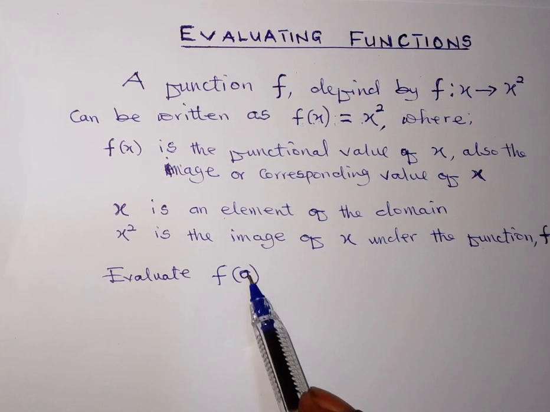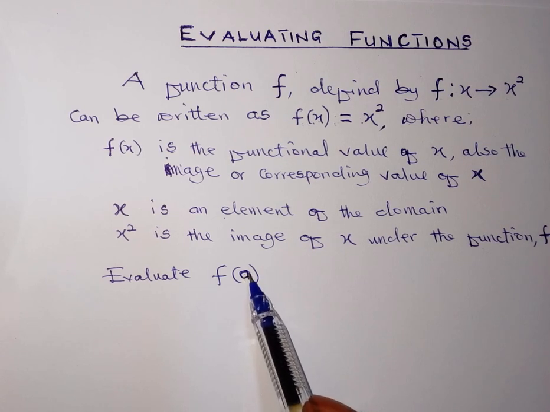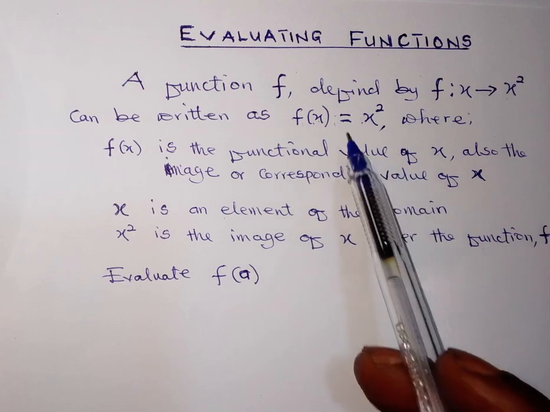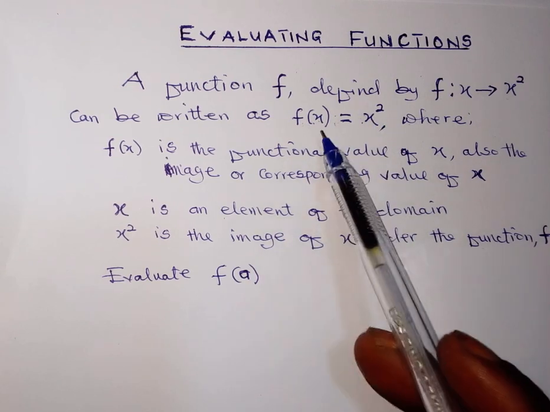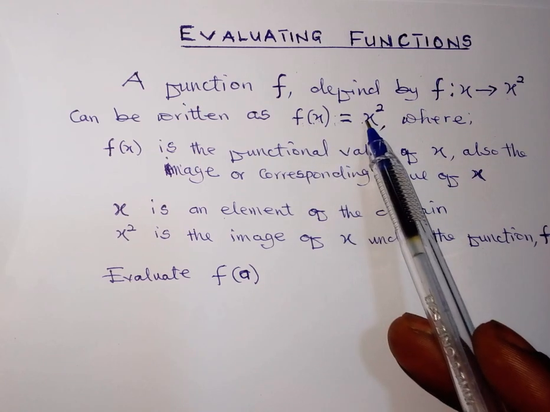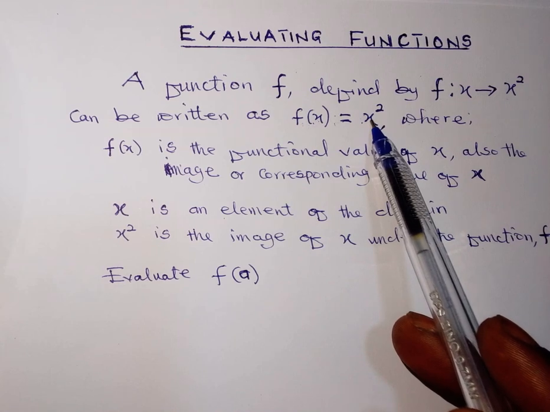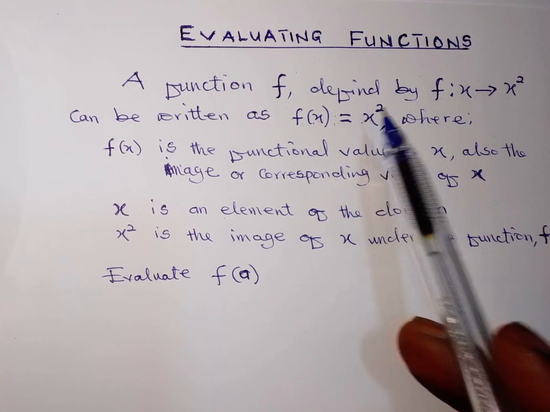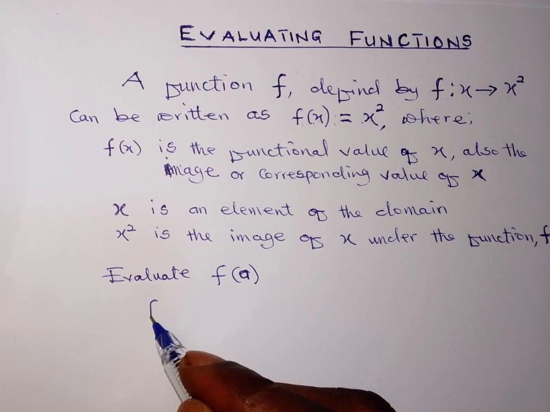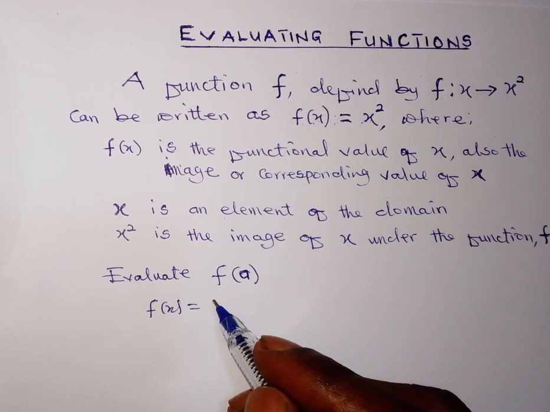It means that this a you see here is a value of the domain. It is an element of the domain, and we have to substitute this a for x. We are going to substitute the a for x, meaning that wherever we see x in our relation or our function, we put a there.